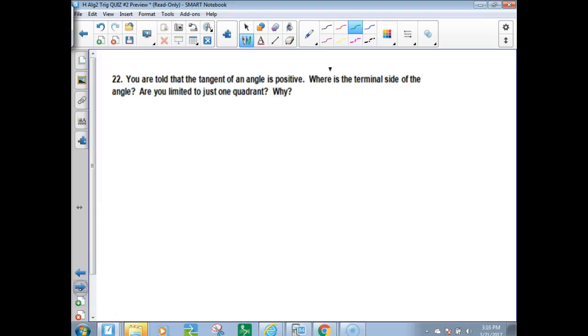22. You are told that the tangent of an angle is positive. Where is the terminal side of the angle? Are you limited to just one quadrant, and why? Well, where is the terminal side? It would be in quadrant 1 or 3.